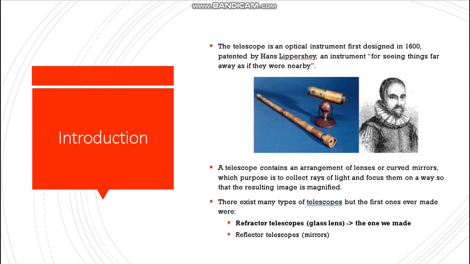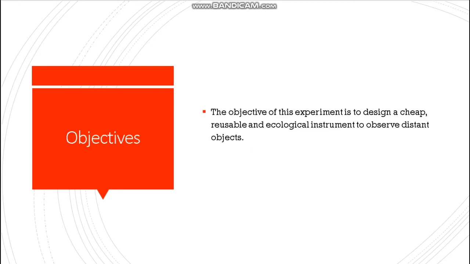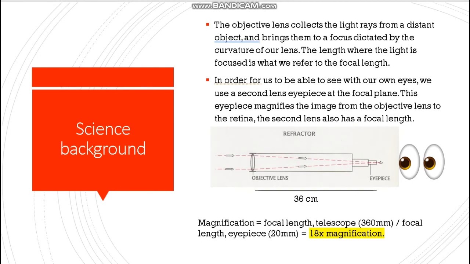There exist many types of telescopes, but the first ones ever made were the refractor telescopes and the reflector telescopes. The one that we made is the refractor telescope with a glass lens. The objective of this project is to design a cheap, reusable, ecological instrument to observe distant objects.